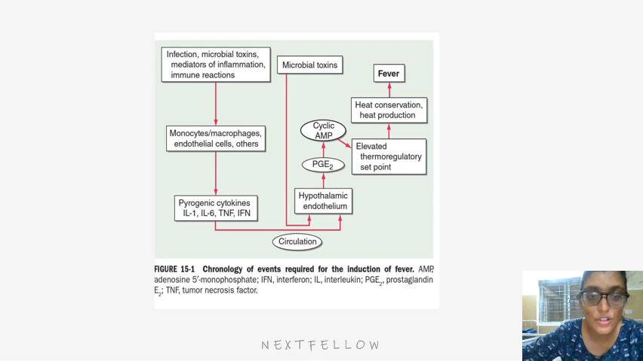So this is the chronology of events required for induction of fever. Infection, microbial toxin, mediators of inflammation and immune reaction. There is activation of monocyte macrophages and endothelial cells, which activate the pyrogenic cytokines like IL-1, IL-6, TNF, and interferon, which ultimately reach the hypothalamic endothelium and increase the release of PGE2 and cyclic AMP, which will elevate the thermoregulatory set point. And there is heat conservation and heat production, which leads finally to fever. So this is basically the pathogenesis of fever.